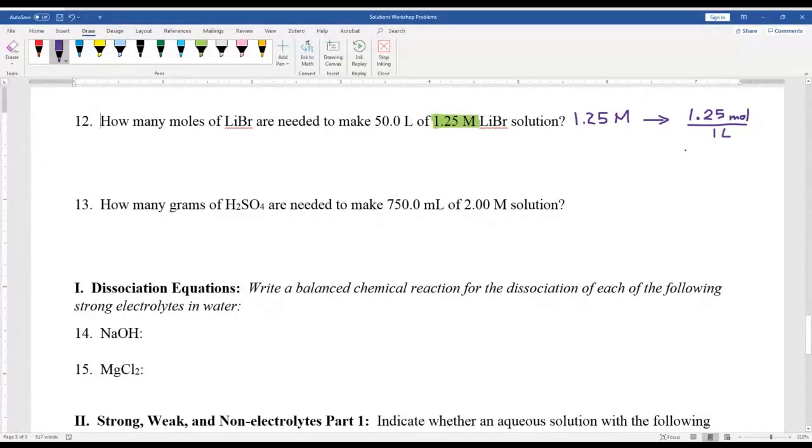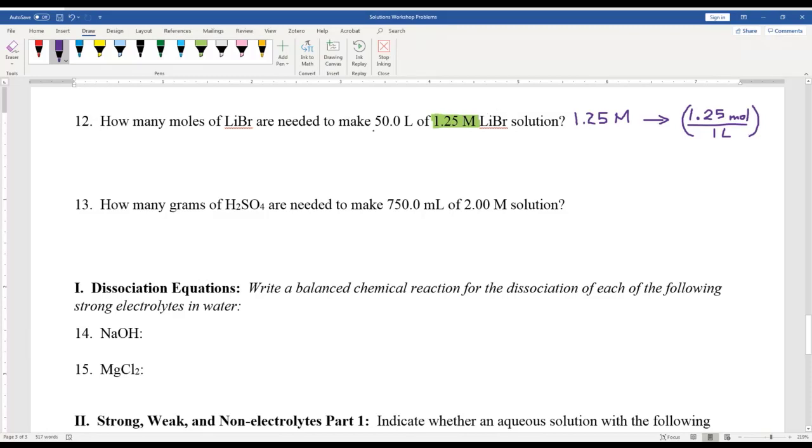Just like if I'm driving a car at 70 miles per hour, I'm going to travel 70 miles in 1 hour. Well, likewise with molarity, 1.25 moles per liter is 1.25 moles per 1 liter. So I can use this as a conversion factor. I can also flip it. I can also put 1 liter on top and 1.25 moles on the bottom, depending upon what I'm looking for.